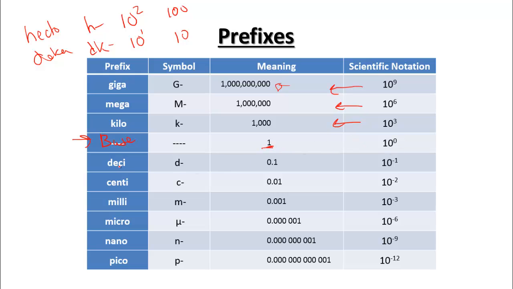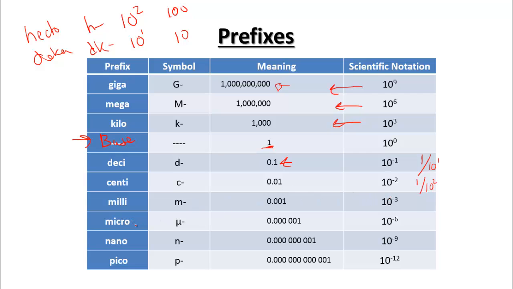Then we go down to deci, which is little d, and that represents 10 to the negative 1. 10 to the negative 1 basically means 1 over 10 to the 1st power, that means 1/10. Then we have centi, which is little c, and that's 100th, so 10 to the negative 2nd, which is like 1 over 10 squared, so it'd be 1/100th. Then we have milli, little m, which is 10 to the negative 3.